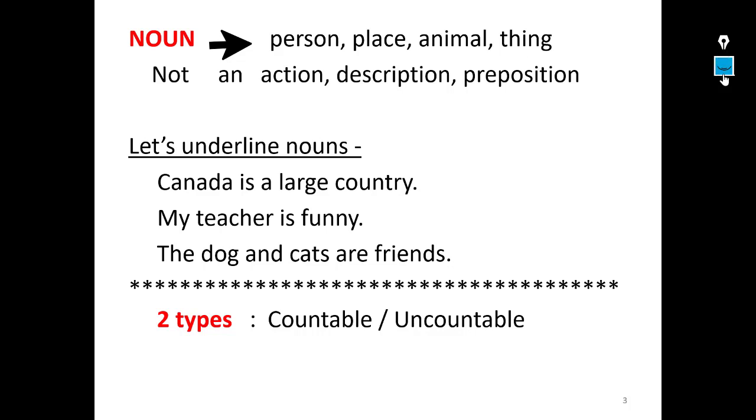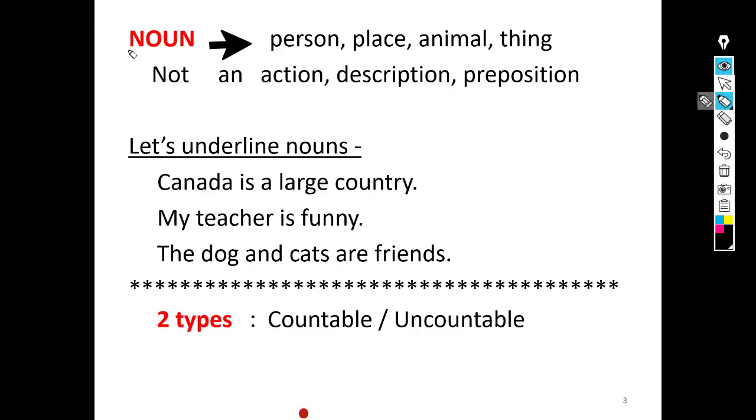Okay, do you remember what is a noun? What is a noun? So, a noun is a word that is a person. It can be a person. So, Özlem, that's a noun. Teacher, that's a noun too. It can be a place, like Turkey. Turkey is a noun. School. School is a noun. It can be an animal.